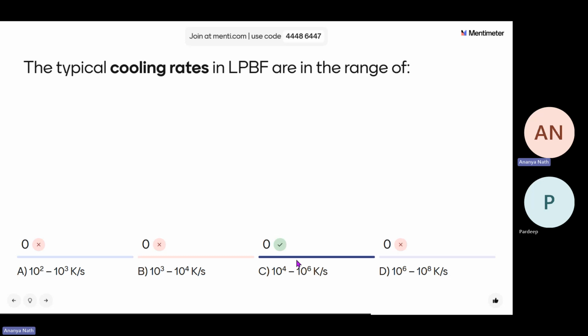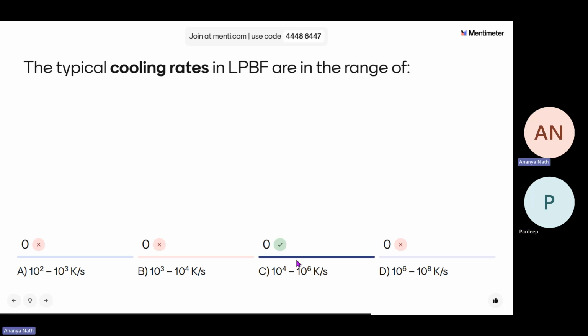The cooling rate is higher in this. Its scan speed is very high, so the cooling rate is also very high. It's 10 to the power 4 to 10 to the power 6. And what are the units, ma'am? K by S. It's Kelvin per second. Kelvin per second. Heat dissipation. Heat dissipates in this cooling rate.